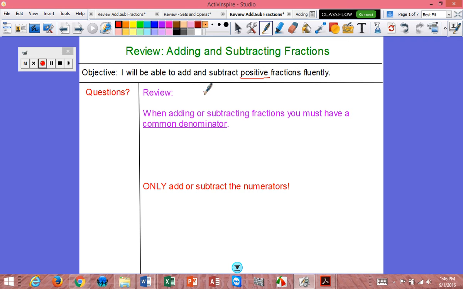So let's review. Whenever we are adding or subtracting with fractions, we have to have a common denominator. For example, if I saw something like 1/5 plus 2/5, I could go ahead and operate with that. Now, if I saw something that looked like 1/4 plus 1/2, I cannot add those together because they do not have common denominators. So remember, common denominators are the big thing here.